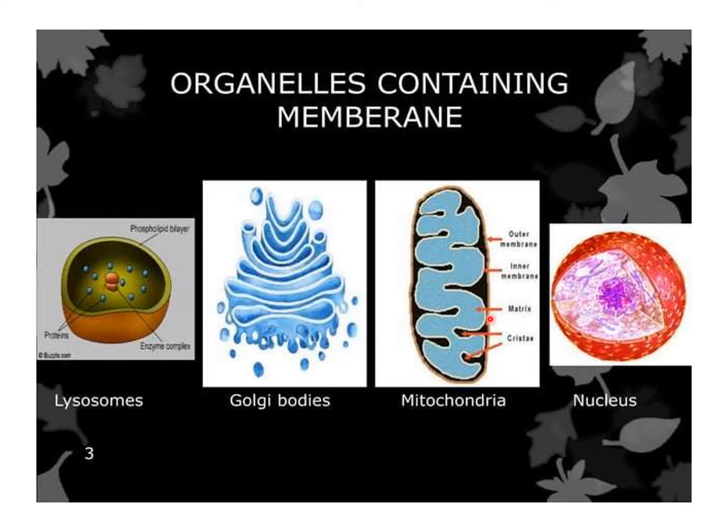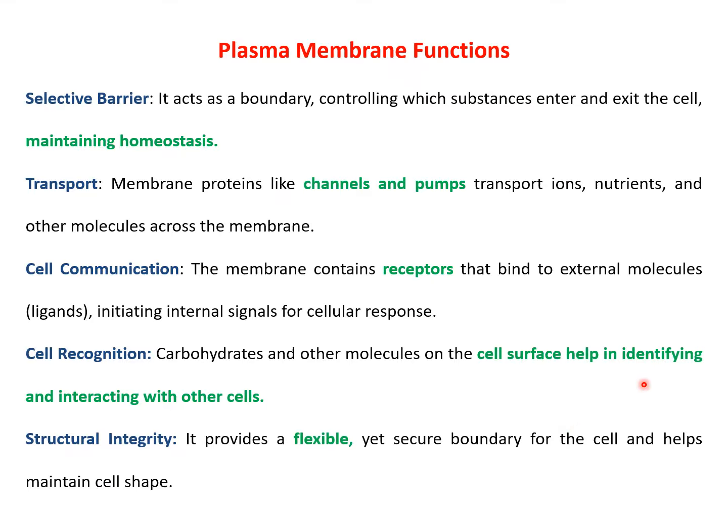And these are the organelles containing membranes such as lysosomes, Golgi bodies, mitochondria, and nucleus. So next we'll move on to functions. Plasma membrane functions: selective barrier. It acts as a boundary controlling the substances that enter and exit the cell in order to maintain homeostasis. Transport: membrane proteins like channels and pumps transport ions, nutrients and other molecules across the membrane.